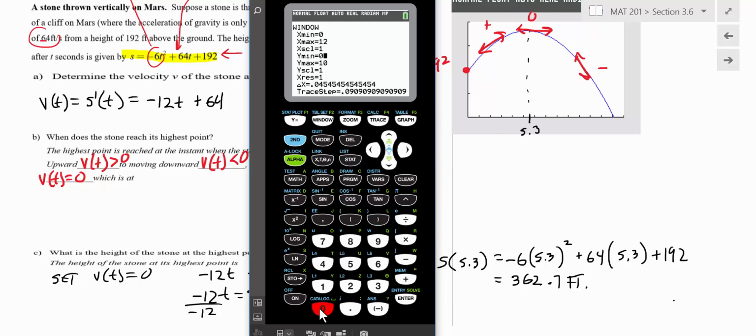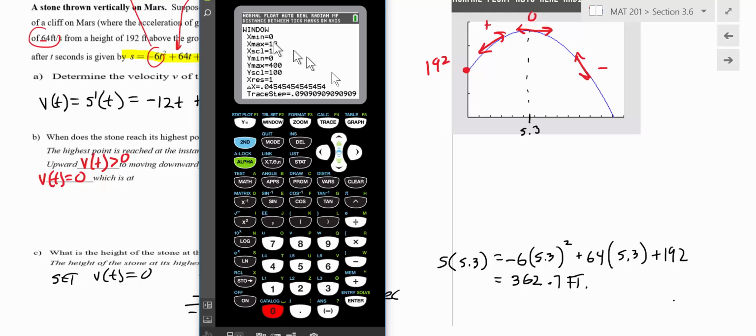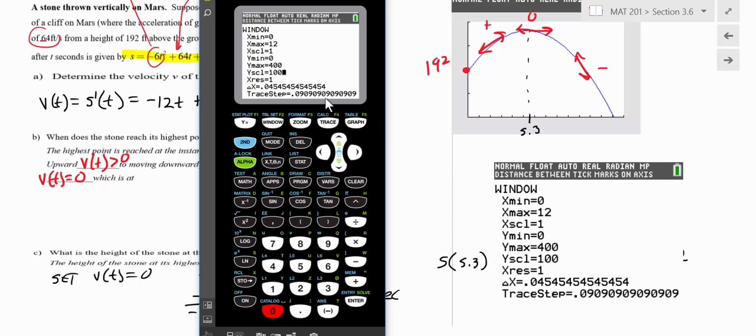Now for the y minimum, we're going to start at 0. That's the ground. Then we're going to go up maybe to 400 because we just calculated with some calculus and basic math that that height was 400. Then we're going to scale that by 100 like that. Okay? So you want to get that window put in. I'll slide that over there so you can see that. Then you want to go ahead and graph it, and you can see if you get the same graph that I have here. Okay?